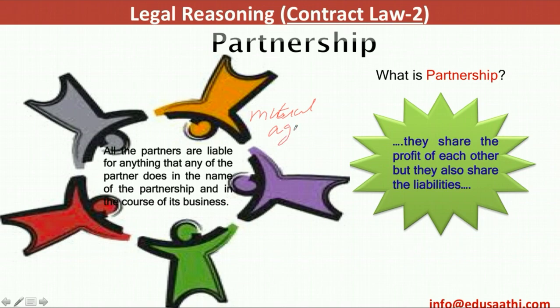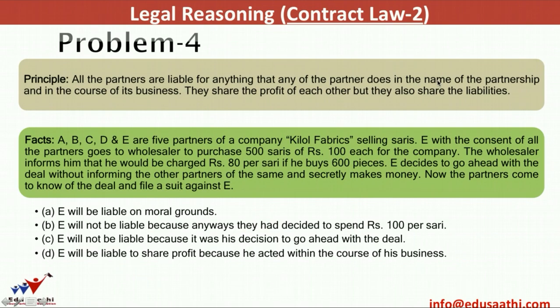Mutual agency means that all the partners are liable for each other's acts and they can act on behalf of the other partners and the partnership firm. They share the profit of each other, but they also share the liabilities. So partnership is a concept wherein mutual agency comes into play and they can act on behalf of each other in the course of employment and on behalf of the partnership firm.